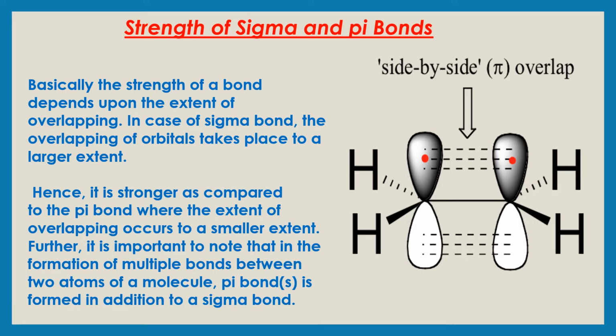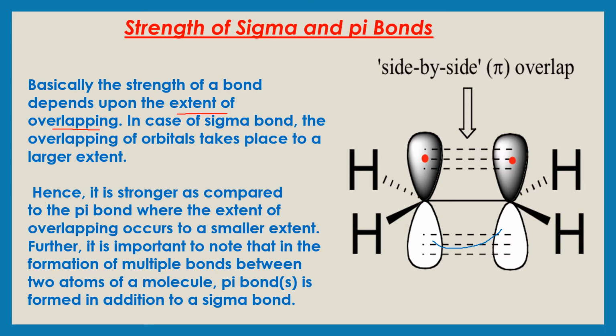Strength of sigma and pi bonds, I just gave you the idea. If it is side by side overlap, which is also called sideways overlap or pi overlap, then the strength of the bond is very less, because the strength of the bond depends upon the extent of overlap. More is the extent of overlap, more will be the strength of the bond.